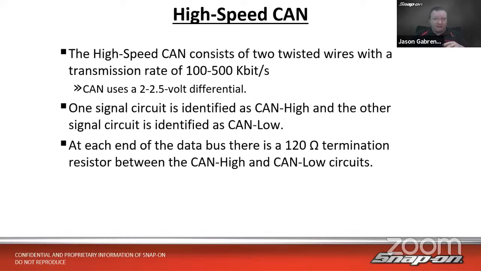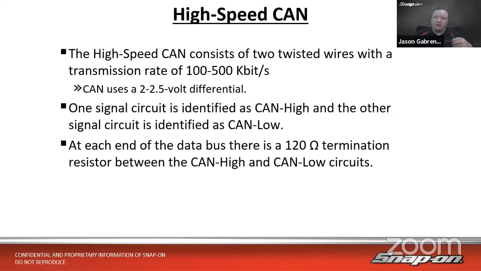When we get up faster than that, we're talking about maybe some other different technologies such as FlexRay, which we're going to talk about next week. So CAN uses about a 2 to 2.5 volt differential. As we look at the way the picture looks, the data packets, we'll see where we get that 2 to 2.5 volt differential.